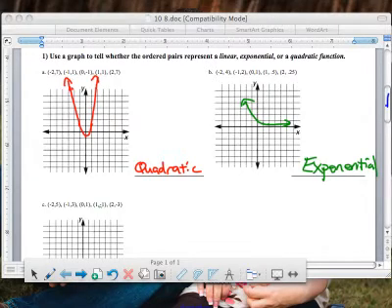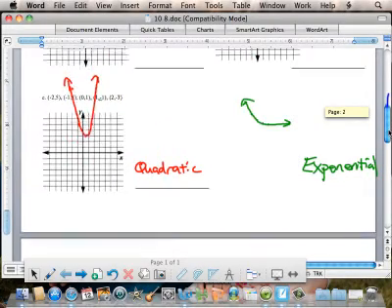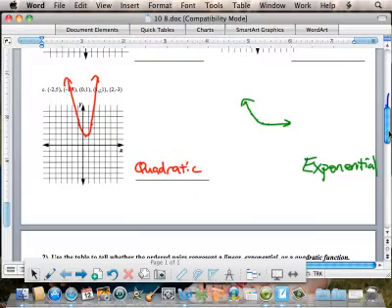All right, and then finally, the third example, I'm going to let you go ahead and do that on your own, but it should work out to be a linear function. Okay?